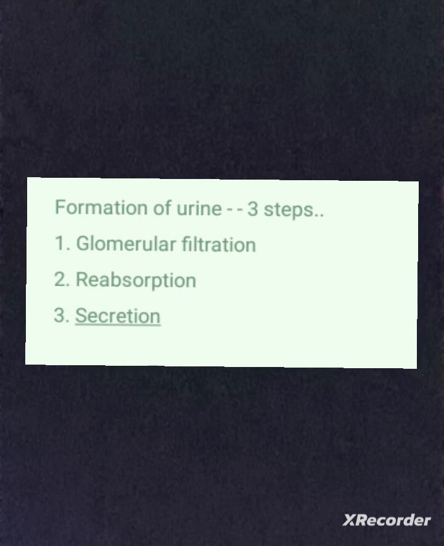Now, coming to formation of urine. Kidneys filter unwanted substances from the blood and produce urine to excrete them. Urine is the liquid waste product which contains urea, uric acid, salts, water, and other metabolic wastes. There are three main steps of urine formation. First one, glomerular filtration, second one, secretion, and third one, reabsorption.